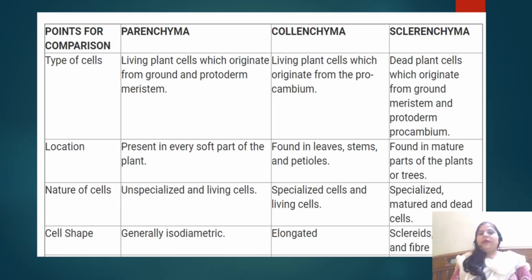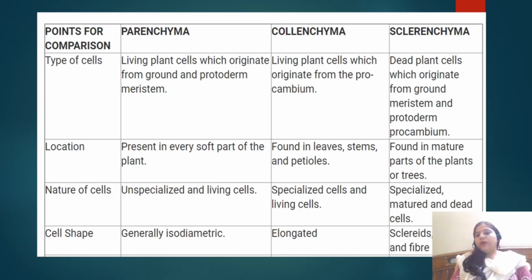So parenchyma has living cells. These are the living cells. And collenchyma are also living cells, whereas sclerenchyma are dead cells. Parenchyma are present in the soft parts of the plant. Wherever they have to perform the function of storage, we will find the parenchyma tissue in plants.